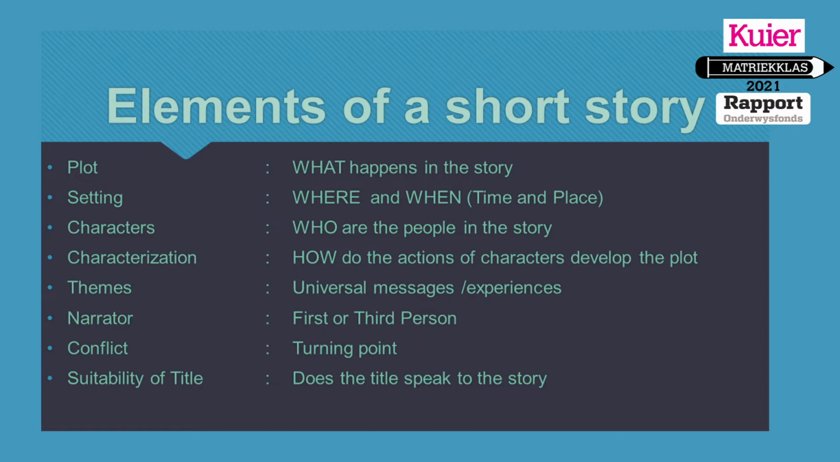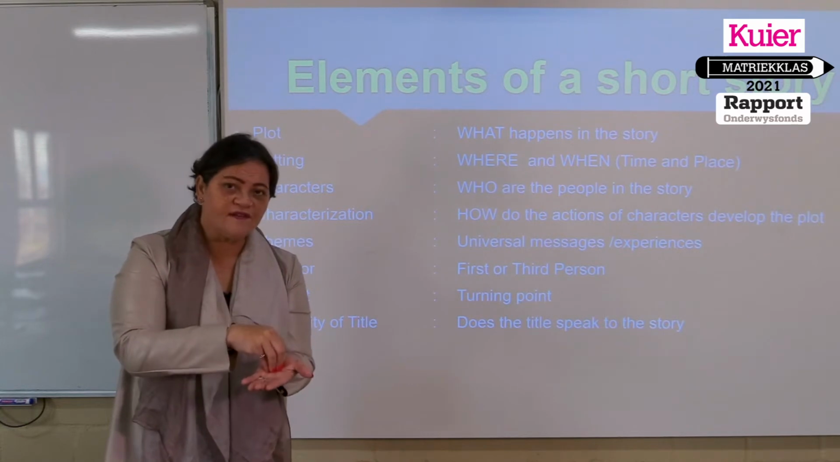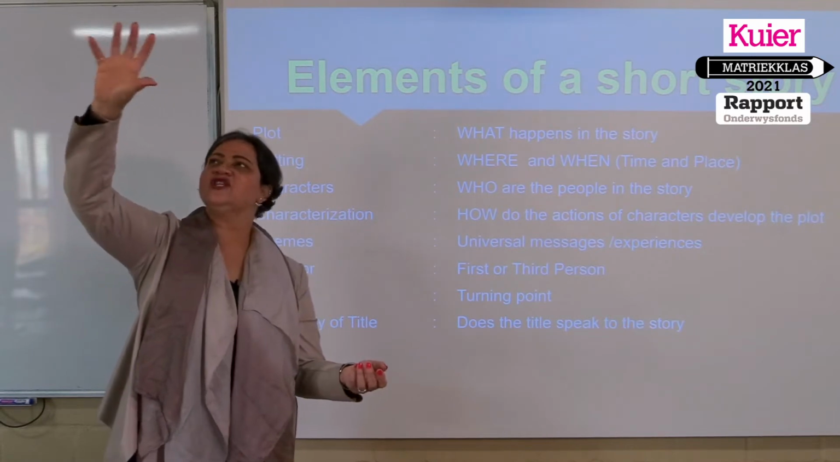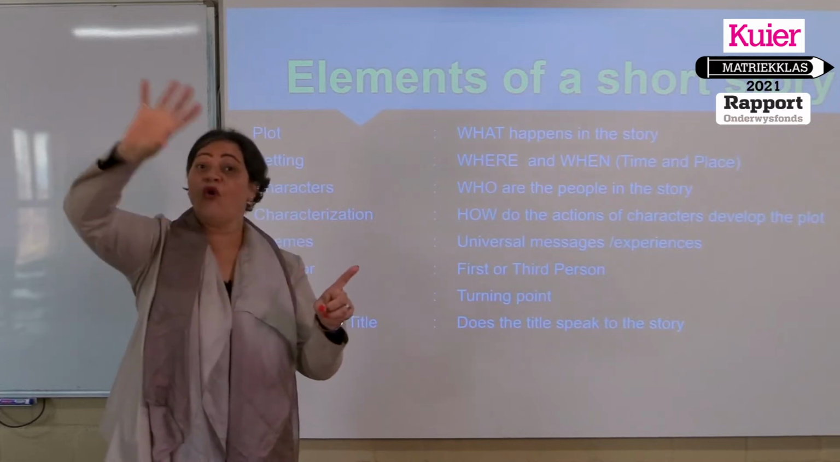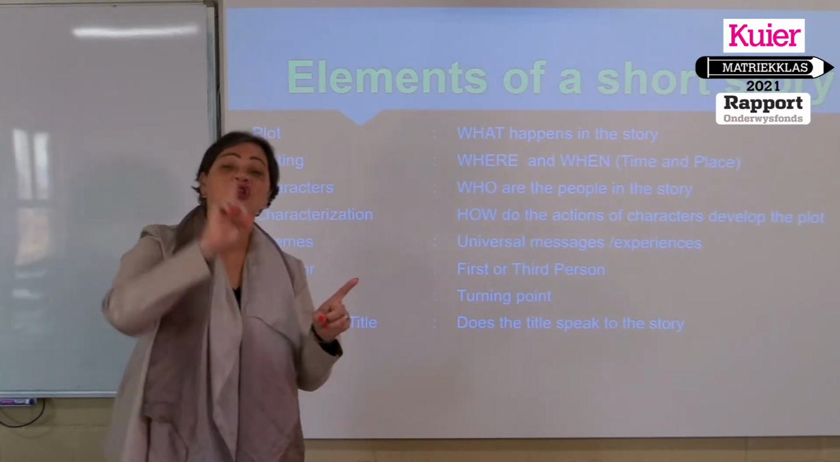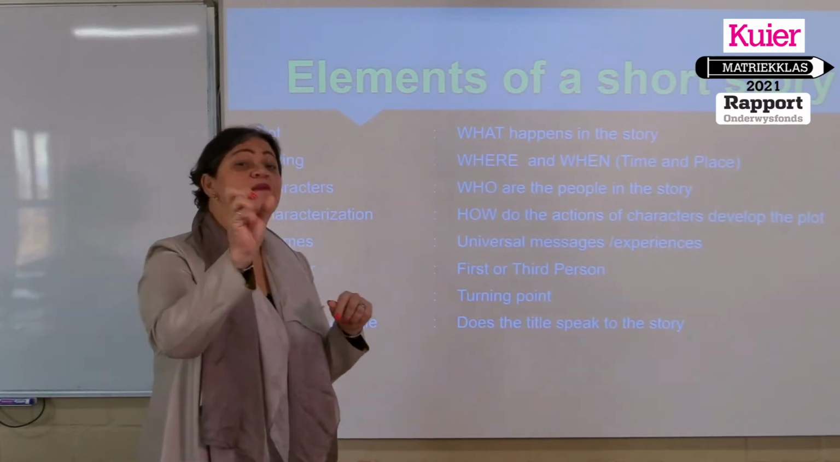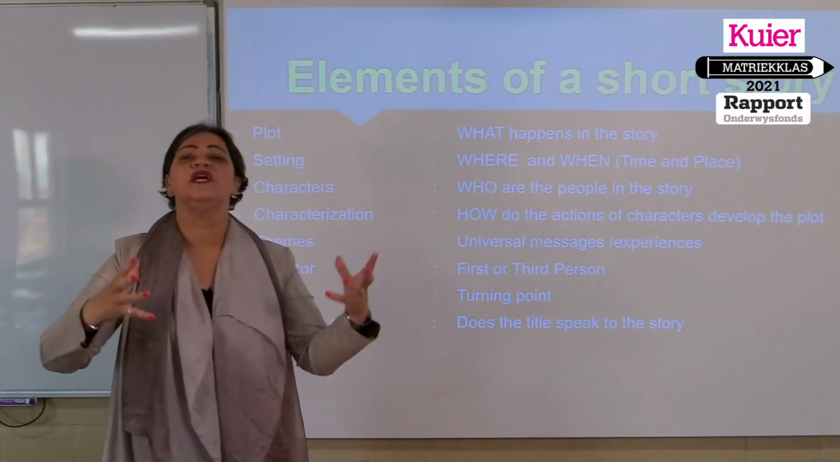So we have plot. And the plot is basically what happens in the story. But let me be very clear. It is not a retelling of the story. The events that are important and that drive the story, those events make up the plot. So you're going to have your introduction, your rising action, your climax, your conclusion, and your denouement. That is your plot. It's made up of all 5 of those elements. So it is not ever a retelling of the story. It's taking the important events out that drive the story, that allow the story to unfold.